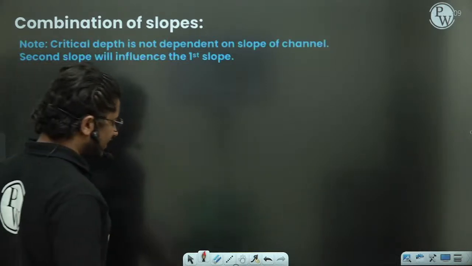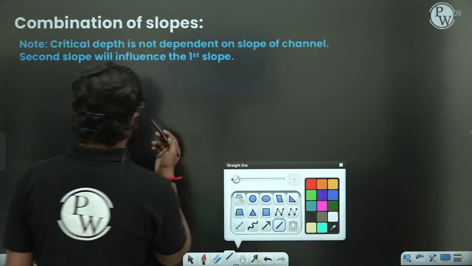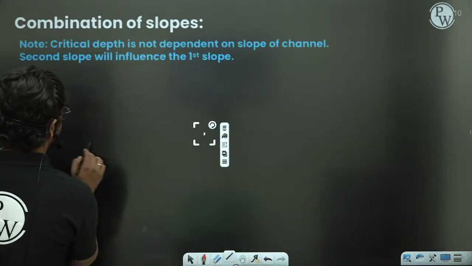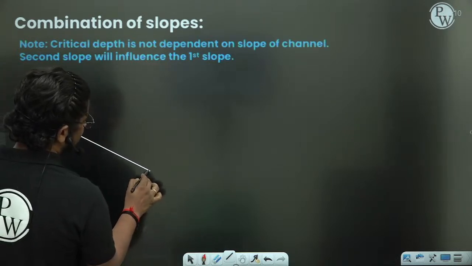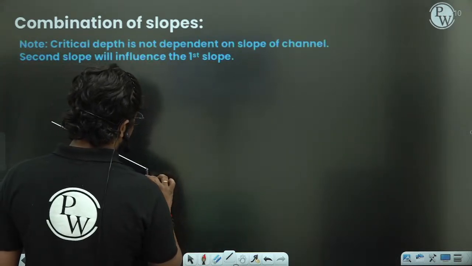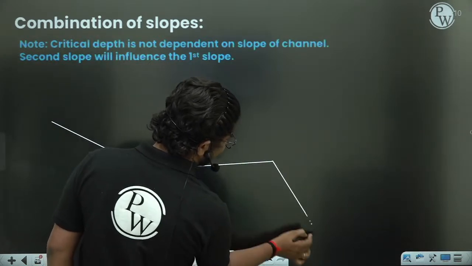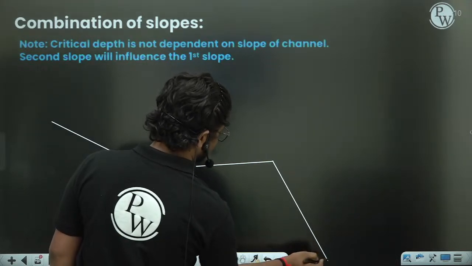So I am just showing a rough combination of three slopes to you. Let us see whether you guys are understanding this part or not. First we have a mild slope, then we have a horizontal slope, and then we have a steep slope.